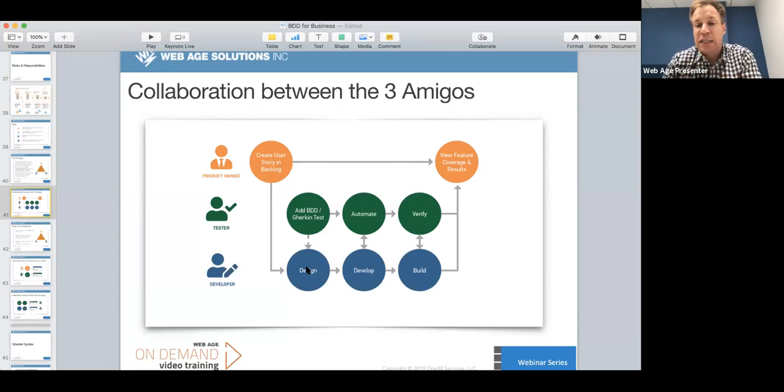And then simultaneously, in the middle of a sprint, once a sprint starts, the tester starts writing the automated test if you're going to be doing them. The developer then does development work. Then they build the software. We verify that the software worked against the Gherkin test, the behavior-driven test. And then we know that we have coverage across the feature. So this gives you a wide-ranging overview of how a story life cycle works. Create a user story, define the behavior-driven test, and so on and so on.